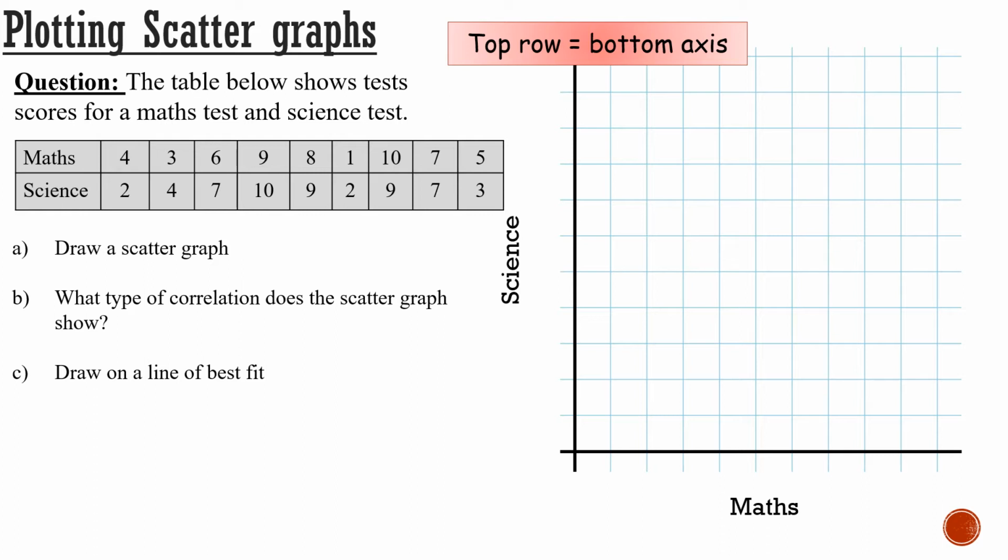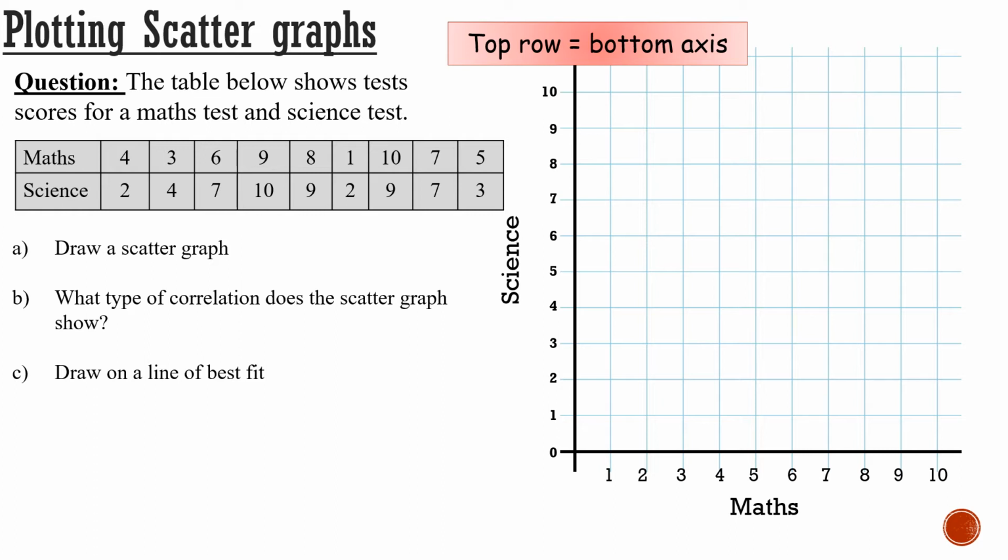Now look at your numbers in the table. You should be able to see that maths scores go from 1 to 10, and science also goes from 1 to 10. So that would be a good place to start on your scales. And if you notice, all my numbers are right on the lines of my squares. Now I've got my axes ready, it's nice and neat, everything's neatly spaced. Now I need to plot them.